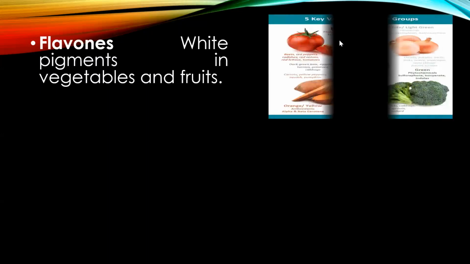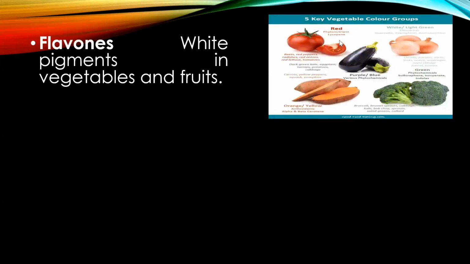Flavones. As known to us, there are various color pigments available in fruits and vegetables. The orange color pigment present in carrot is carotenoid. The green color pigment present in leafy vegetables is chlorophyll. The purple color pigment is known as anthocyanin, whereas the white color pigment is known as flavone.